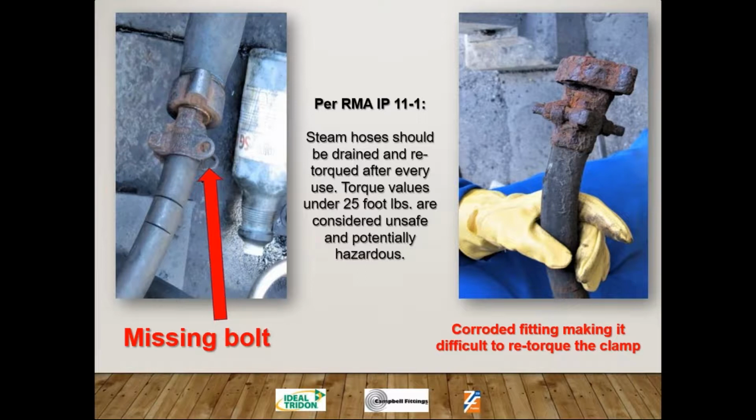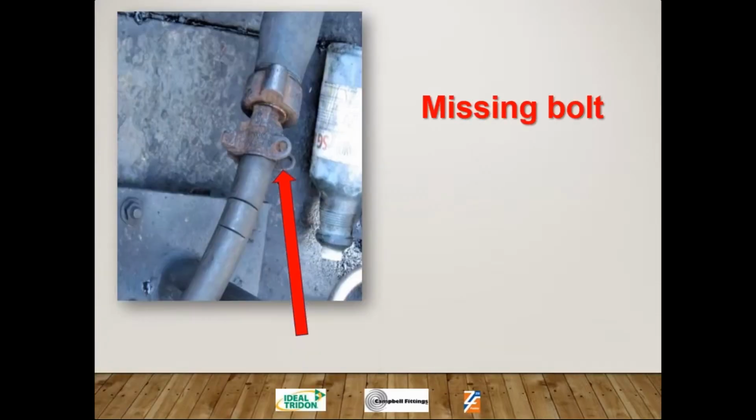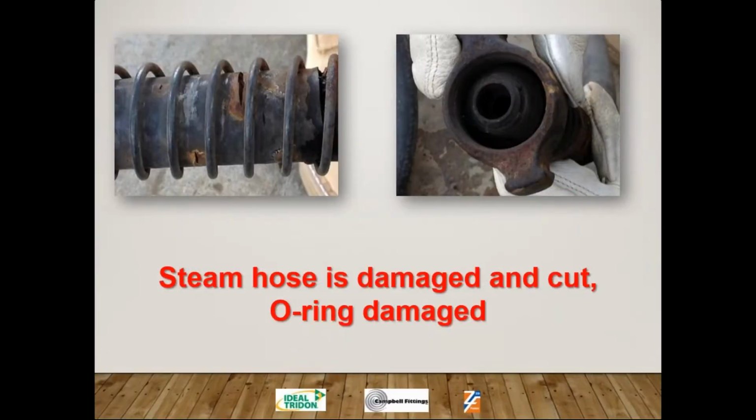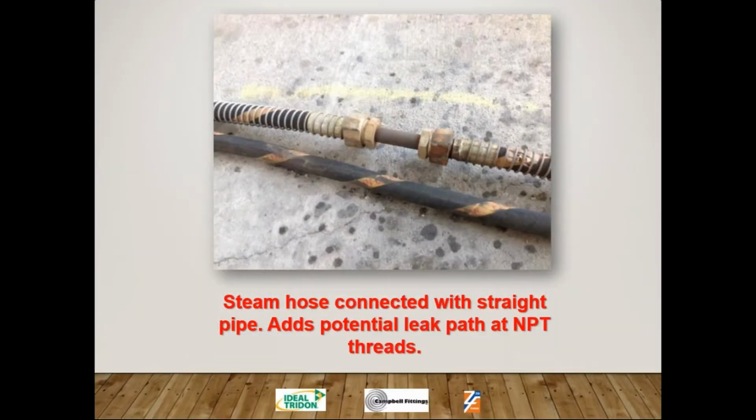It's a great thing to keep in mind when you're trying to convert to a crimp. There's a missing bolt. This steam hose, damaged and cut, O-ring damaged. Again, you don't have to be a seasoned pro to figure out these issues when you're doing a survey. These jump right out at you. Steam hose connected with a straight pipe. You're just adding potential leak paths at the threads.